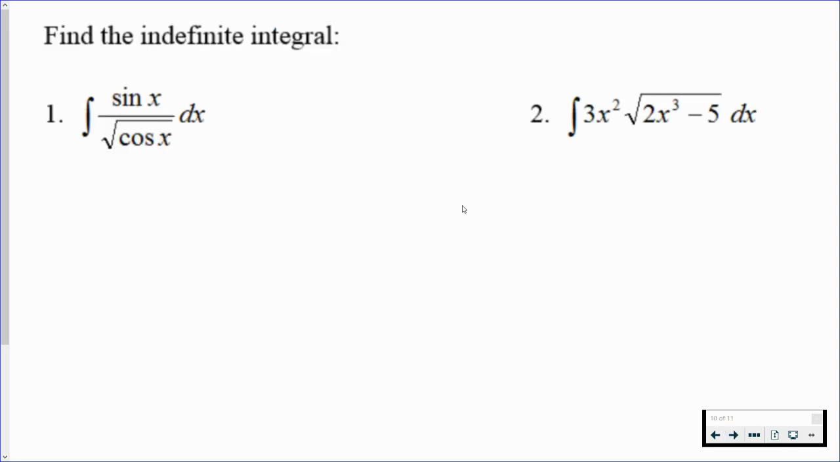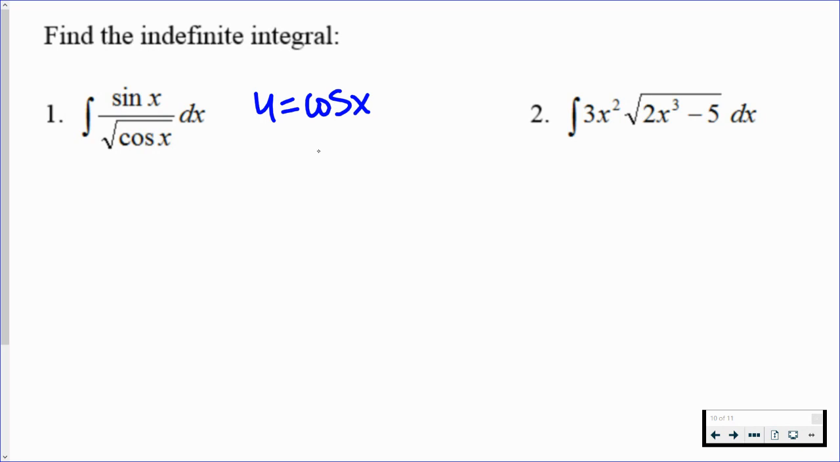Let's take a look at this first question here. Usually your u, with u substitution, is whatever is more complicated in the function, whatever is inside a square root, whatever is inside a parentheses. It really just depends. Maybe it's on the bottom of a rational function. So let's take a look at this first one. Sine over square root of cosine of x.